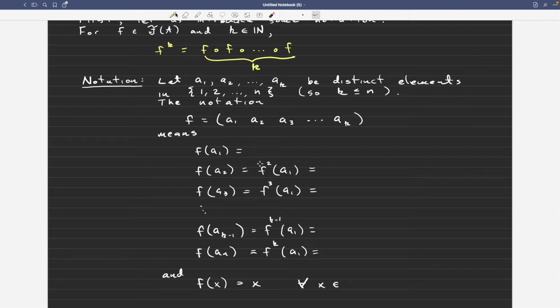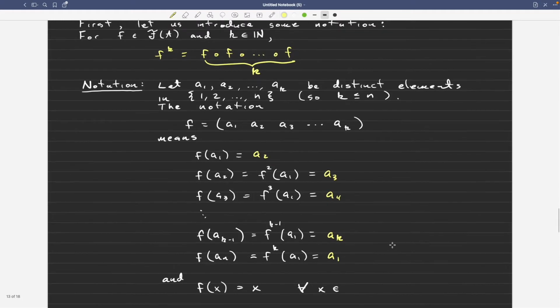So this means F of A1 equals A2. F of A2, which is the same thing as F squared of A1, because we're doing F and then doing F again, gives you A3. And then you get A4, and then the second to the last thing in that list is AK minus 1. When you plug that into F, you get back AK, and then when you put AK back into F, that's when it cycles back around to the beginning, and you get A1.